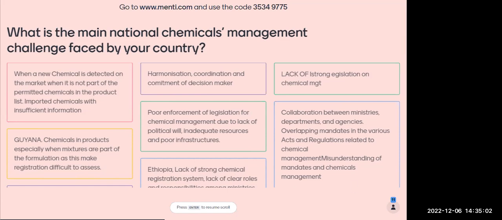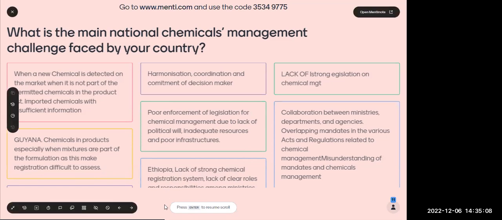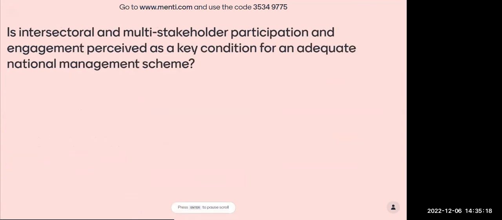Thanks. So I think we'll move on to the second poll, but what would be interesting is to see all of these challenges that have been listed by members and participants, and what kind of responses there are in the guidance documents in relation to those. And you will get a copy of those as well at the end of the discussion, Pierre. So we've gone on to the second poll. Is intersectoral multi-stakeholder participation and engagement perceived as a key condition for an adequate national management system? And again, you could put your country in if you say yes, no, or you don't know, or if you want to make any other comment. And the link to Menti is in the chat. Thank you.